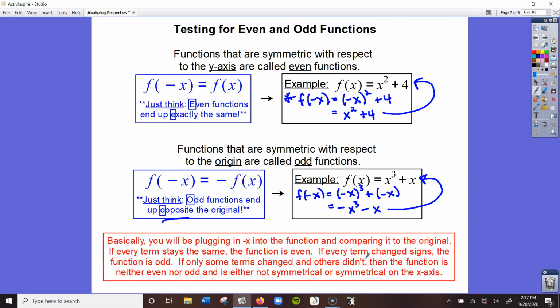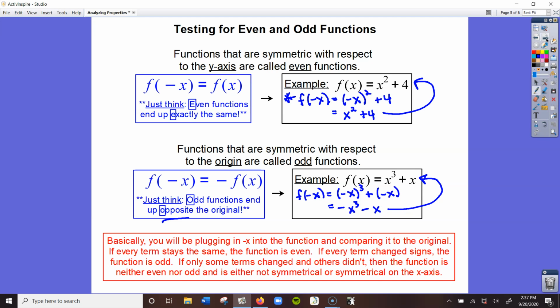Now again, I also mentioned it down here in red. If you ever end up with some terms changing signs and some terms not changing signs, then we can't really determine anything about its symmetry. We would need more information that we don't have to worry about just yet. It would honestly just mean that it is neither an even nor an odd function, and I can't state anything about its symmetry, so you won't have to worry about it.